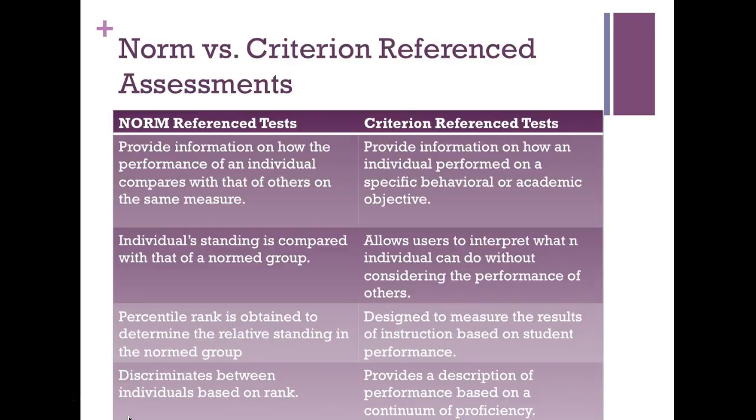Criterion referenced tests are a step up from content-based tests. They give information on how an individual performed on a specific behavioral or academic objective, for example, reading. Your content-based reading assessment is really whatever chapter you've used, whatever chapter book you've used, whatever grammar material you've used, whatever it is, that's your content base. The criterion reference is a benchmark.